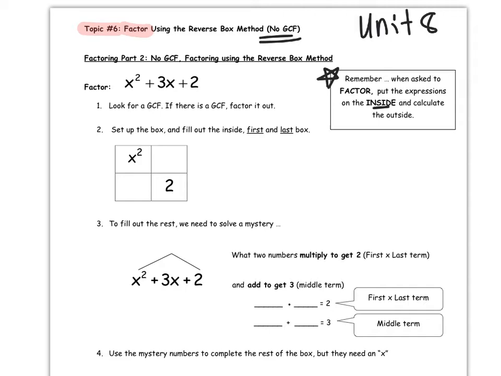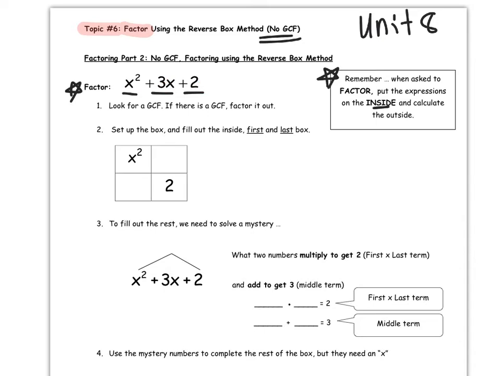All right, so the first example here we're going to walk through says factor x squared plus 3x plus 2. So we have these three terms. First, it says to look for a GCF. And remember, we said a GCF is the biggest expression that divides into all three of these. This does not have a GCF.